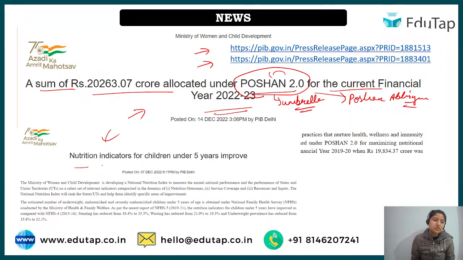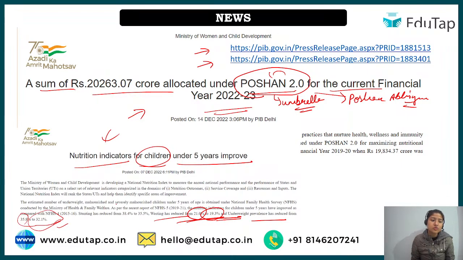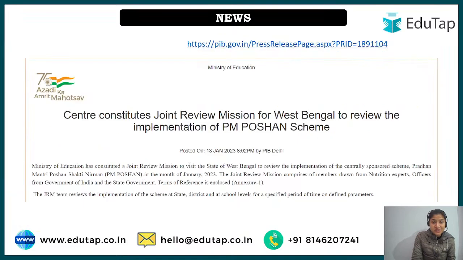And there was another news item, a nutrition indicator for children under 5 years. It has been approved, and some data has also been provided on how it has improved. Wasting has reduced from 21% to 19.3%. Underweight has been reduced from 35.8% to 32.1%. These are some of the key findings present in this news.